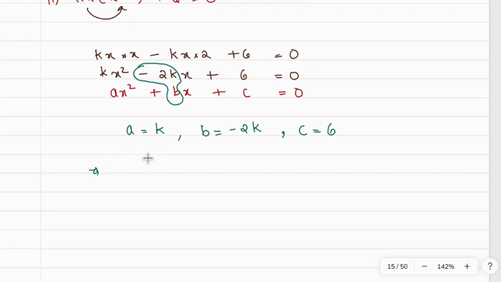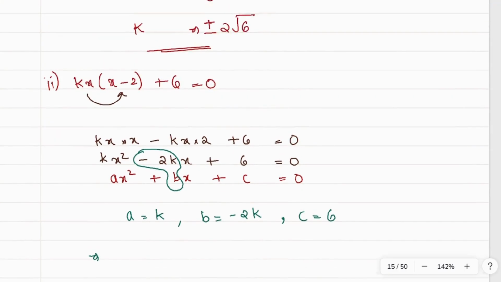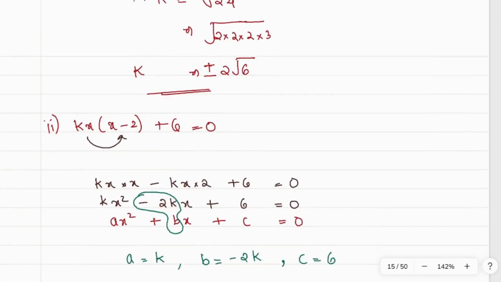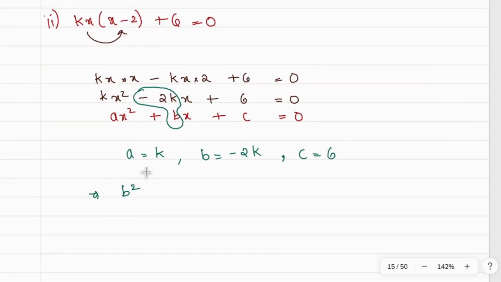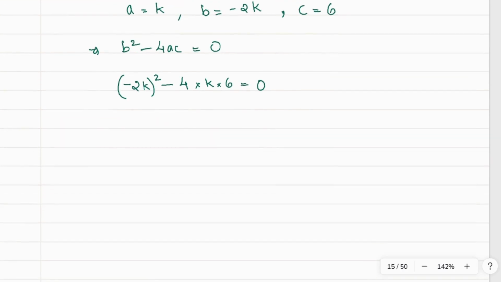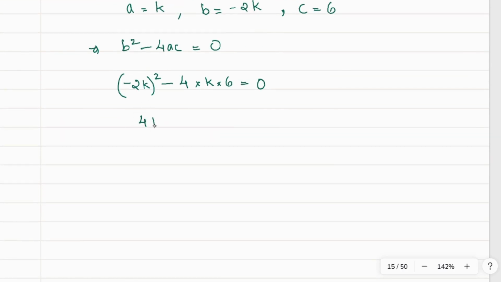This we got. Now we need to substitute in the equation. The question is telling that we are having two equal roots. Again, in the case of equal roots, b square minus 4ac should become equal to 0. That is, our b is minus 2k, the whole square, minus 4 into k into 6, which is equal to 0. Okay, that means 4k square minus 24k equal to 0.